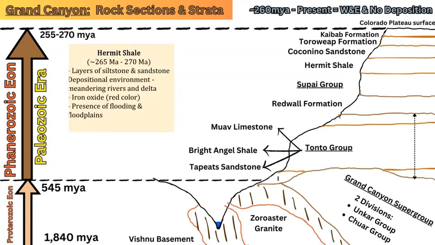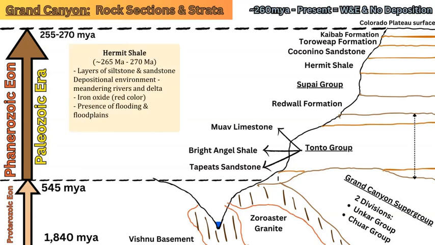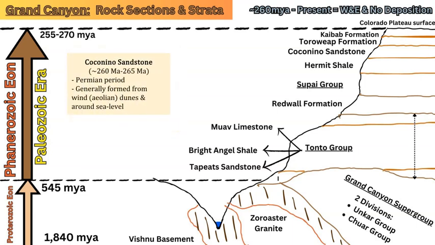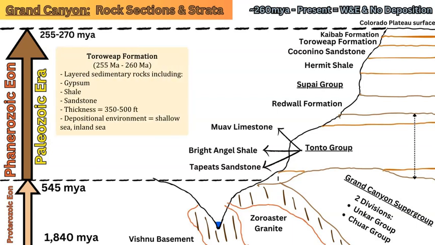Next is the Hermit Shale, which is weirdly named because it's not actually shale. It's a combination of siltstone, which is more red, and sandstone. This comes from flooding. Now we have the Coconino Sandstone, which is now in the Permian period, which dates between 299 to 251 million years ago. Next is the Toroweap Formation, which is a combination of gypsum, shale, and sandstone.